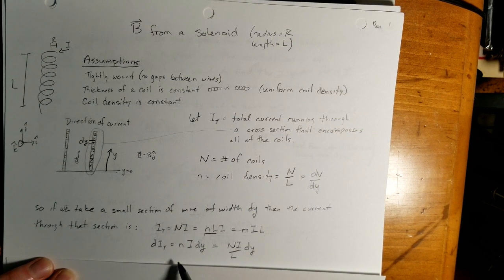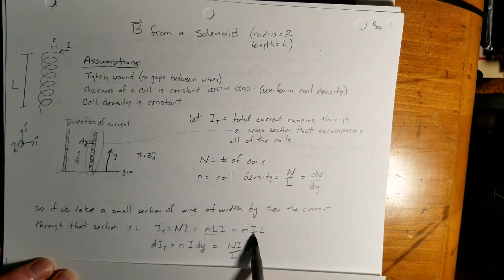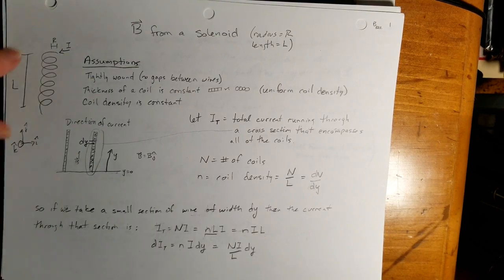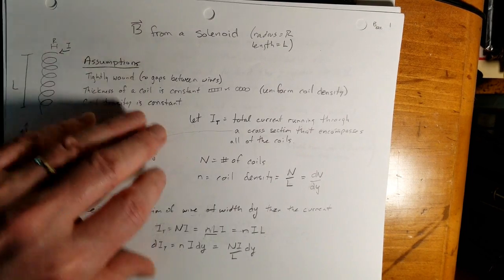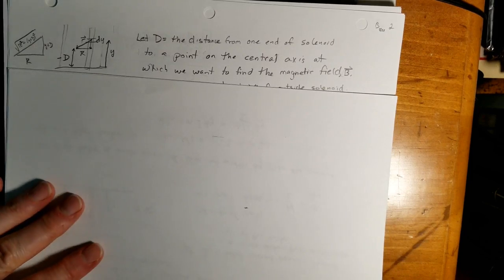So dI_T is, well, take the derivative of it. The current here is constant, the coil density is constant, and so dI_T is just equal to n I dy. And then we can go ahead and put the other substitution back of what coil density is. Probably an extra step in there, but still all legitimate math. So now let's take a look.